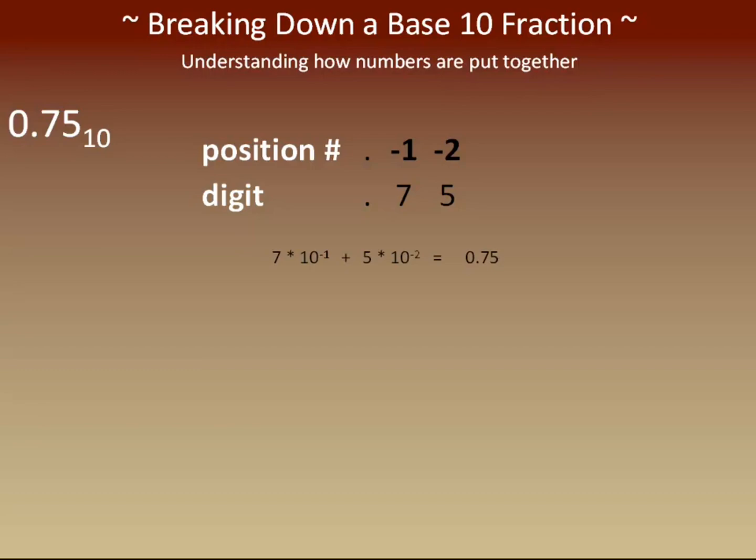7 times 10 to the -1, notice that the -1 power is the same as the position number we have in our chart, plus 5 times 10 to the -2, which is the same as 0.7 plus 0.05, which is equal to 0.75. Just remember, if we're going to assign a position number, the digit just to the left of the decimal always starts with 0, and we increment by 1 as we go to the left. If you're at the decimal, any numbers to the right of the decimal, we always start with -1 and decrement by 1.